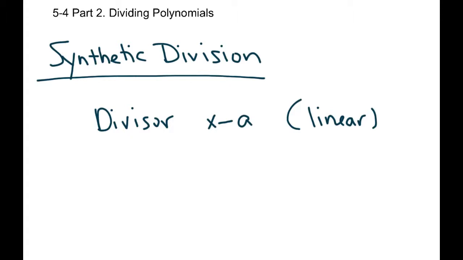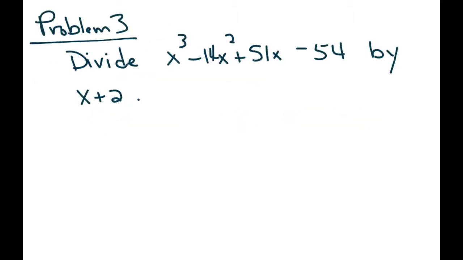So let's do an example of what synthetic division is and how it works. In problem 3, we want to divide x cubed minus 14x squared plus 51x minus 54 by x plus 2. Just like with regular polynomial division, make sure that there are no missing terms in your polynomial. Make sure it's written in descending order of powers. If you look at this particular polynomial, you'll notice that the biggest exponent is 3, and all the rest of the exponents go down by 1 each time, so all the terms are there.